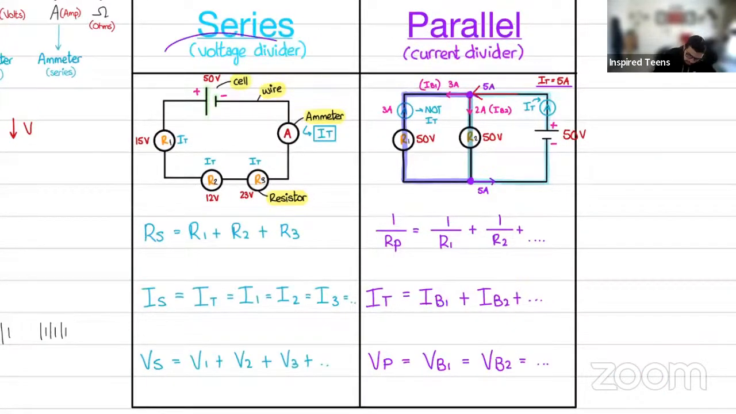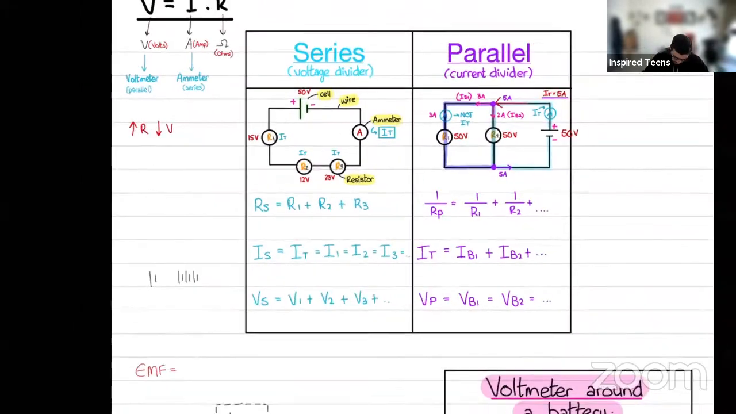Like I said, you need to know this. You need to just memorize it by heart, and now we have the understanding, right? Series divides voltage while parallel divides current. And that will help you to remember: if series divides voltage, that means that its current remains the same. And if parallel divides current, that means that its voltage remains the same. So you memorize series as a voltage divider and parallel as a current divider. That's the important thing.